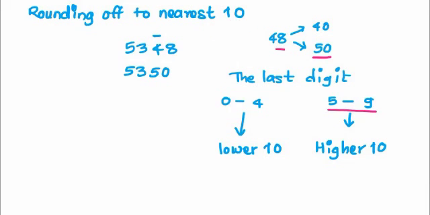Now here we have rounded off to the nearest tens. What are the tens numbers? 10, 20, 30, 40, 50, 60, 70, 80, 90. So we have rounded off to the nearest of the tens. Nearest to 48 was 40 or 50. We use the rule that if the last digit is between 0 to 4, then we round off to the lower, and if the last digit is between 5 to 9, then we round off to the higher. Because the last digit of 48 is 8, which is between 5 to 9, we round off to the higher number, which is 50 here.